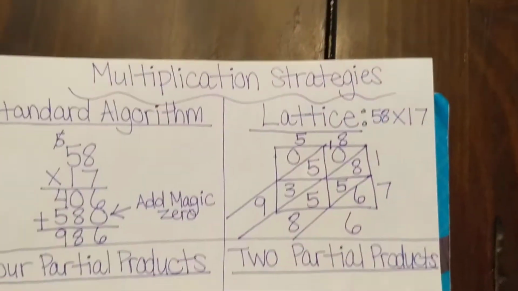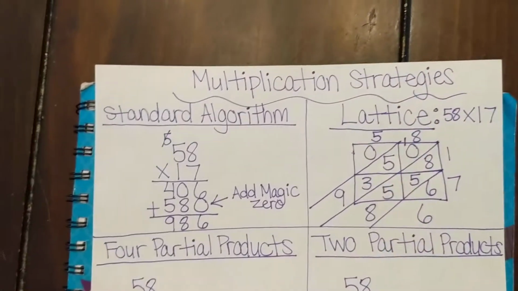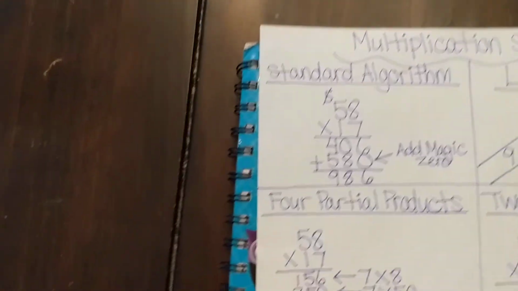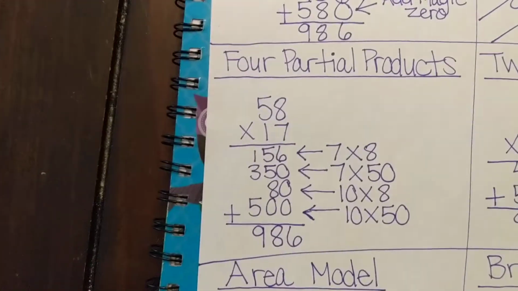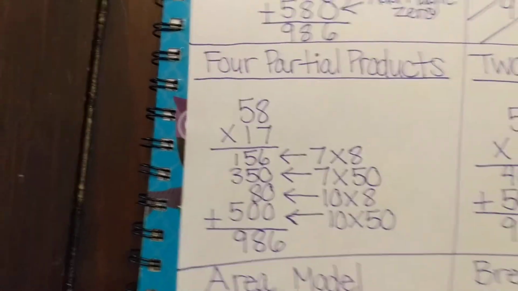Okay? And again, what I want you guys to get out of this is that I want you to use any strategies that work for you, but I want to go through them just in case there's some that work better for you. So partial products is going to be very similar to our area model.